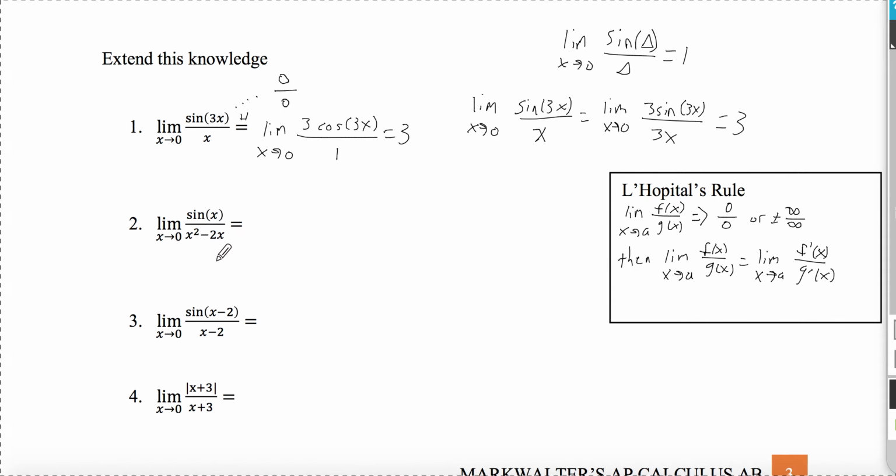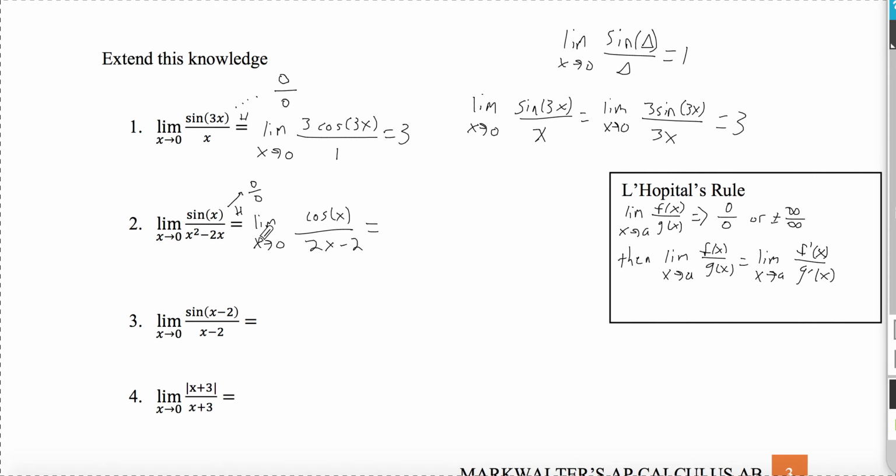Let's try this one. For any of these that we can use L'Hopital's rule, we will. I'm going to flag some other methods too. Sine of x over x squared minus 2x. If I plug in 0, I get 0 over 0 again. So I've got to write that out. I got 0 over 0. I'm going to use L'Hopital's rule and say that is the limit as x approaches 0 of the derivative of sine, which is cosine of x, over the derivative down here, which is going to give me 2x minus 2.